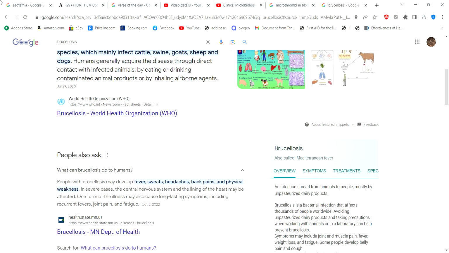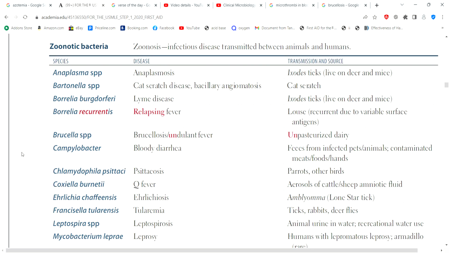Okay, now we have Campylobacter jejuni. Remember we talked about Campylobacter? Campylobacter jejuni is from feces of infected pets, like dogs. It's in the intestines of chickens. So it spreads through feces from infected pets, animals, contaminated meat, food, and hands. If somebody touched pet poop and made you food, you can get Campylobacter. It causes bloody diarrhea.